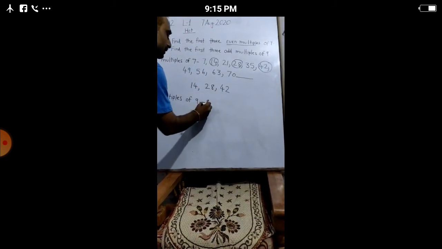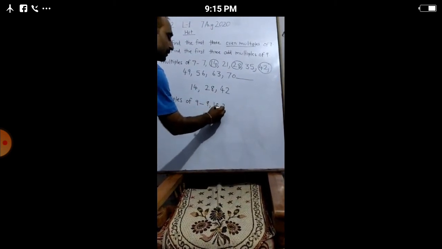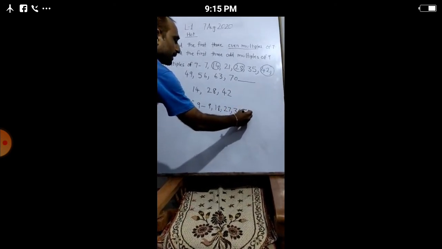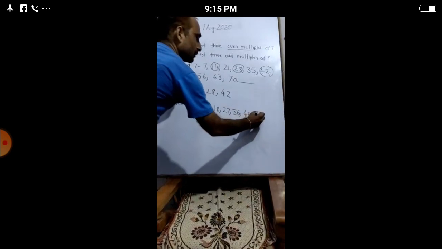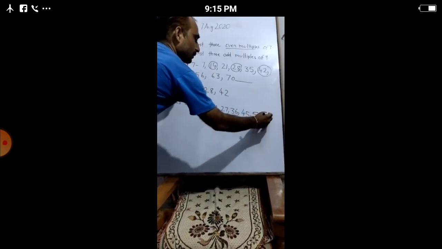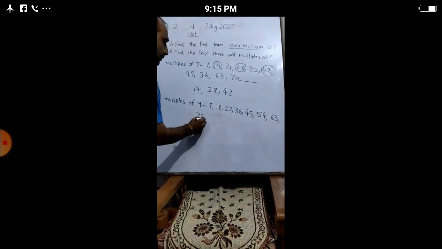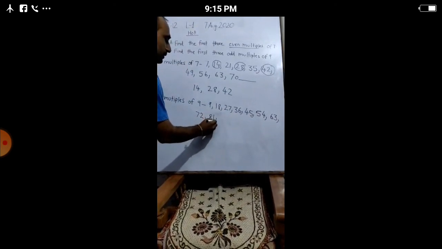Students, this is question B. Find the first 3 odd multiples of 9. So I am going to write the multiples of 9. So 9, 18, 27, 36, 45, 54, 63, 72, 81, 90 and so on.